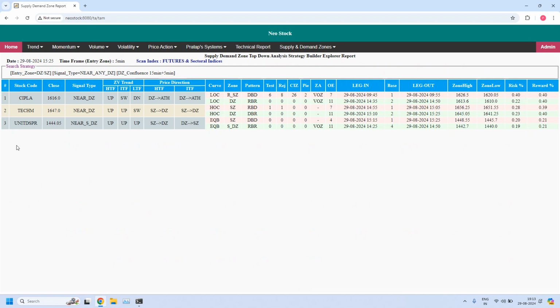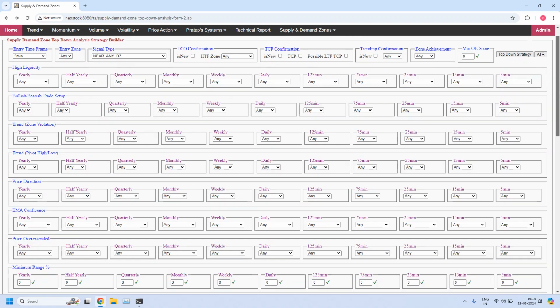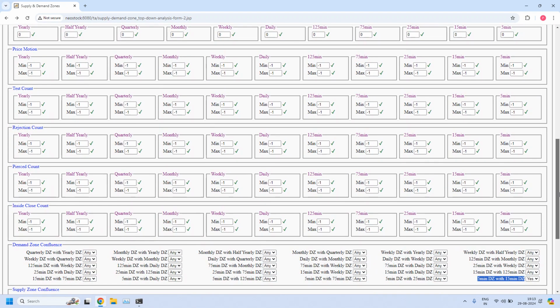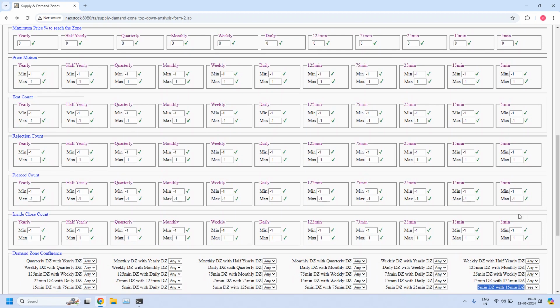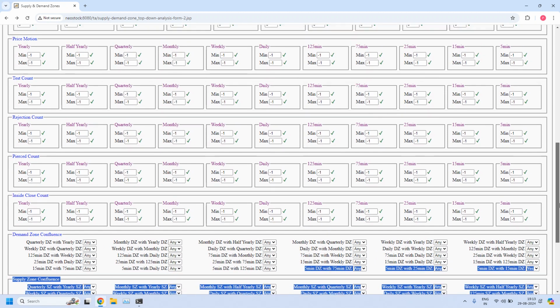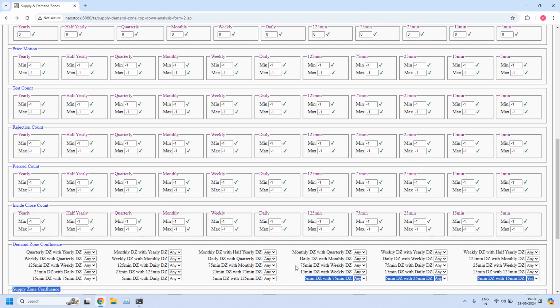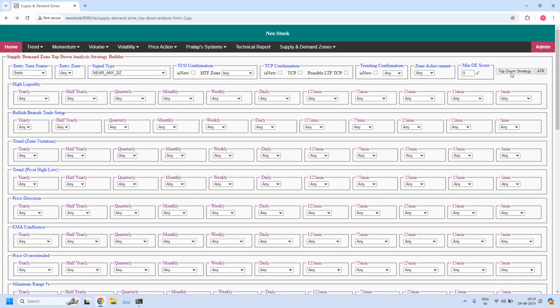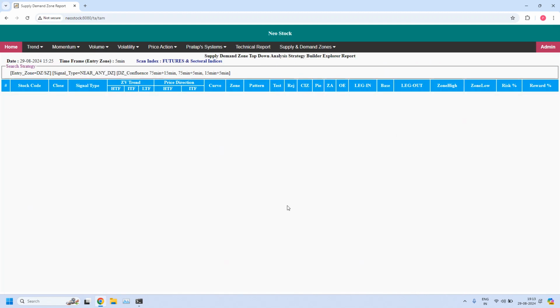Now let's check out of these 3 whether any HTF confluence is available. HTF is daily demand zone confluence. Oh, not daily, sorry, 75. HTF is 75. So 5 minutes demand zone with 75 is enabled, and also 15 minutes and 75 is enabled with all the 3. So none of these stocks have confluence with LTF, ITF and HTF.